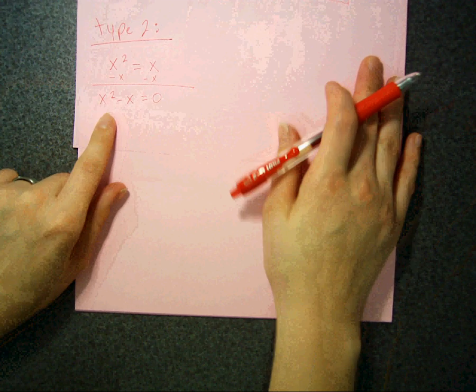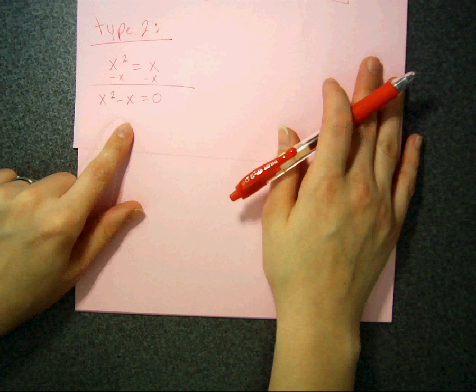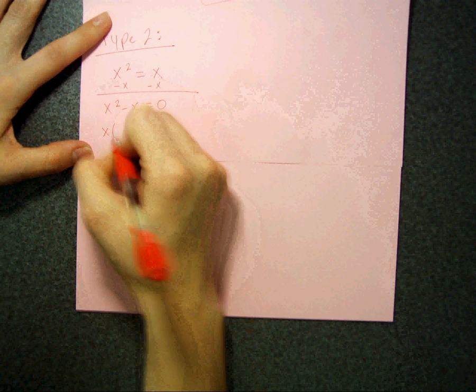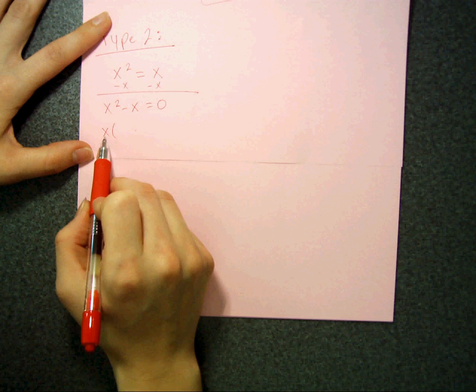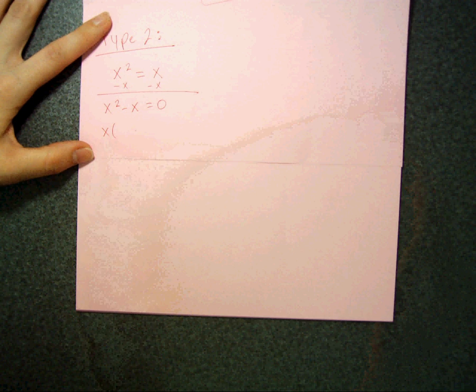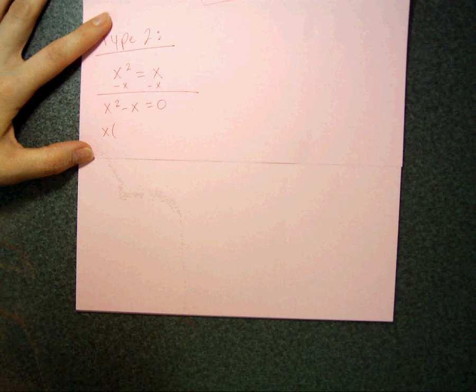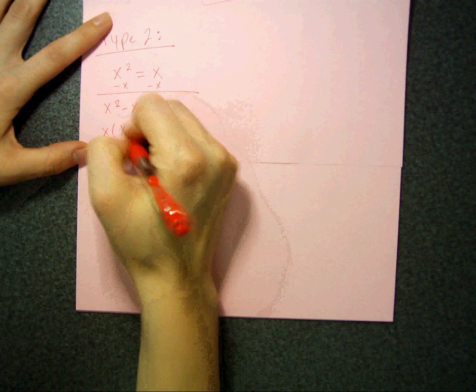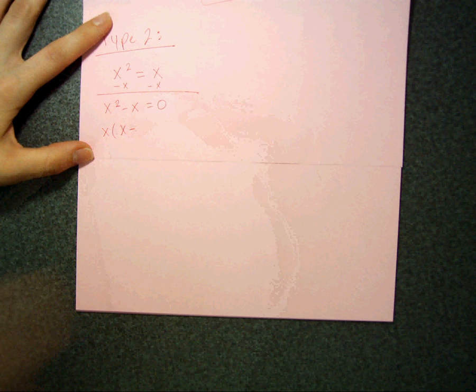Are x squared and x like terms? No, that's why I didn't subtract them, right? X squared minus x is just x squared minus x. Now, I have them both on the same side, and I can factor them. What do x squared and x have in common? They have an x, so I'm going to pull that x out.